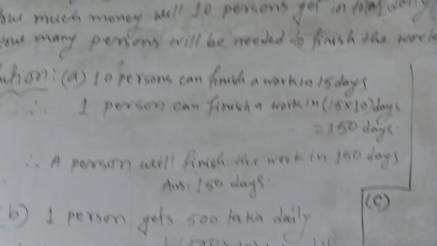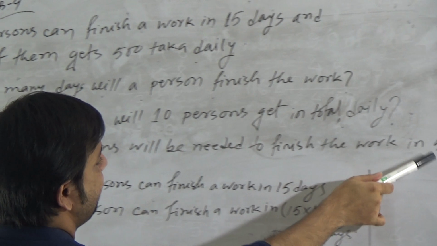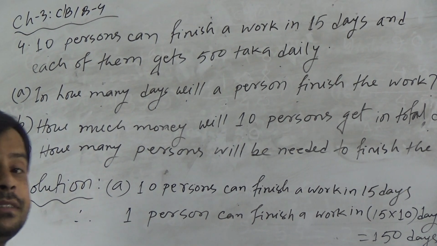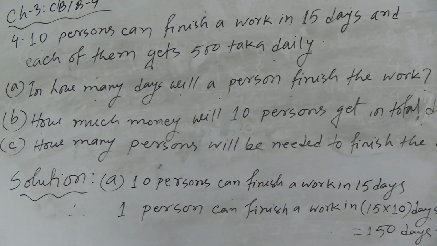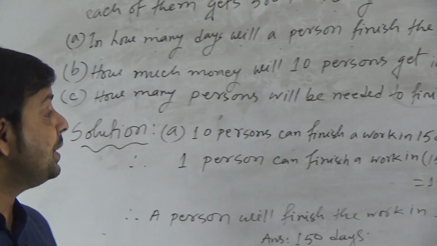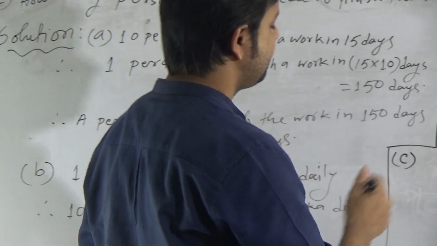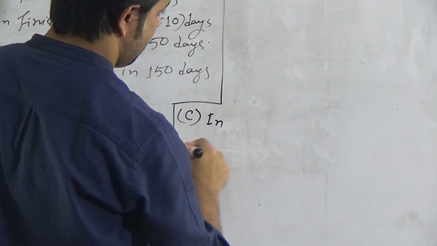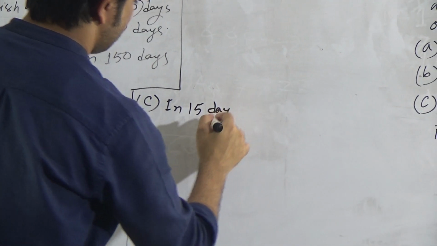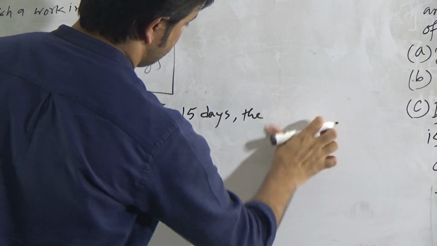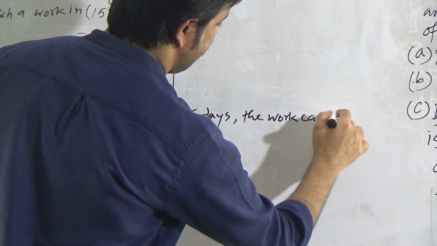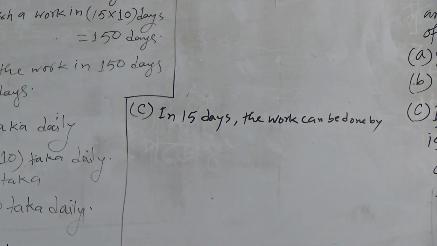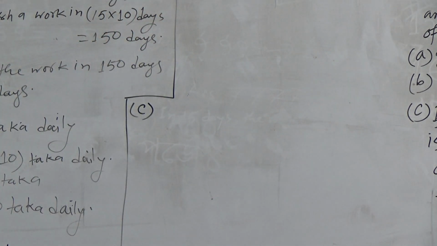What is question C? Question C is how many persons will be needed to finish the work in 5 days? In 15 days, the work can be done by 10 persons. We have to write the number of persons in the last of the sentence, as we need to find the number of persons. So, we have to write in 15 days the work can be done by 10 persons.